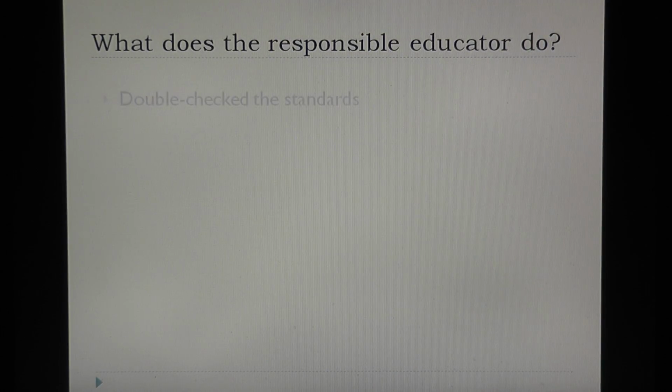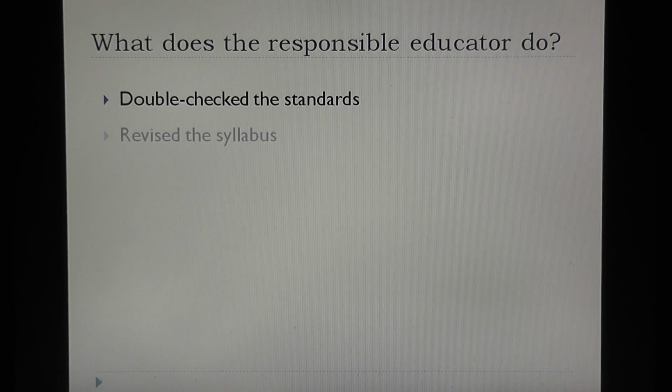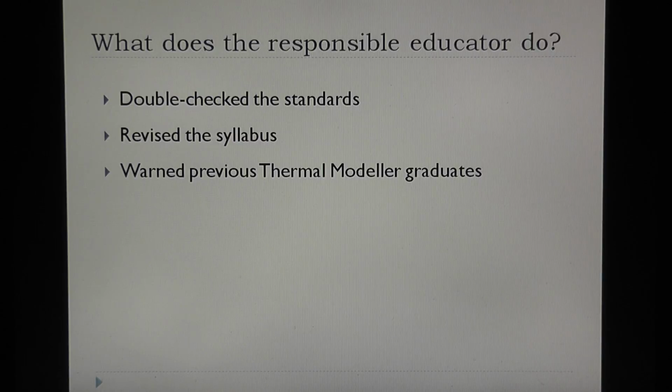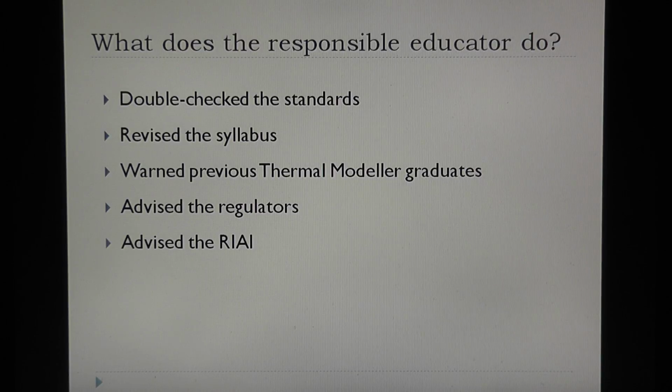So what does the responsible educator do when we find that the ACDs don't comply? Well, we go back to the standards, of course, and check that we're right and we've not misinterpreted anything. We revise our syllabus on 2 courses now to ensure that students know that there is an issue and they have to be very careful about how they calculate these things. We warn our previous graduates from the course that there is an issue and that they need to adjust their understanding of the regulations. We advise the regulators, we advise the Institute of the Architects of Ireland.